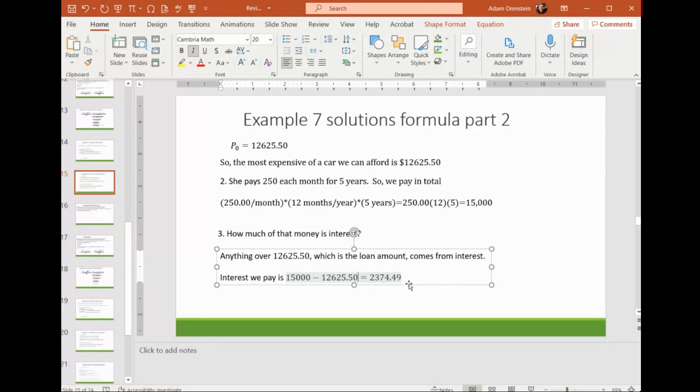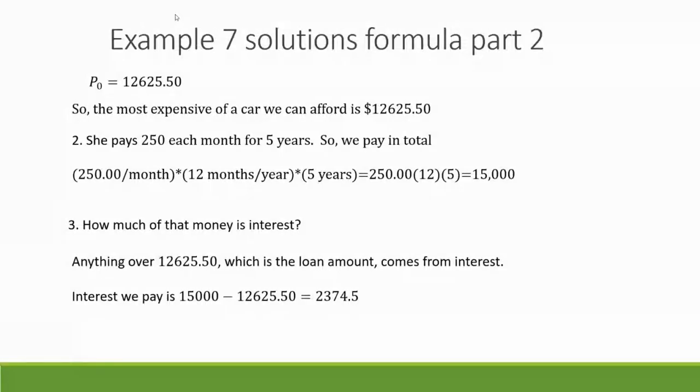I just had to double check the calculation. All right. Anyway, so this is what our P0 is. It's equal to this. So that's the most expensive car she's able to get. Now remember, for number 2, we want to know how much money she is sending the loan company, how much she's paying overall. She's paying $250 a month for 5 years, right?